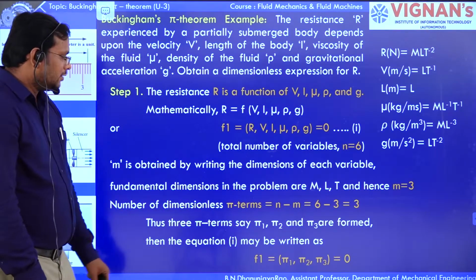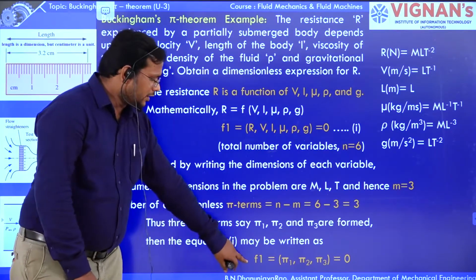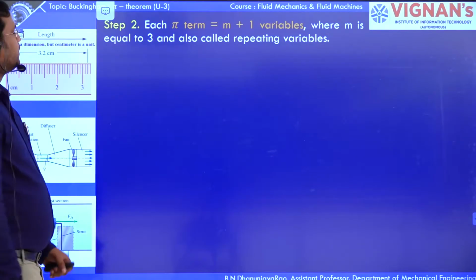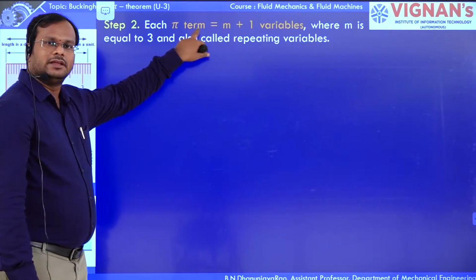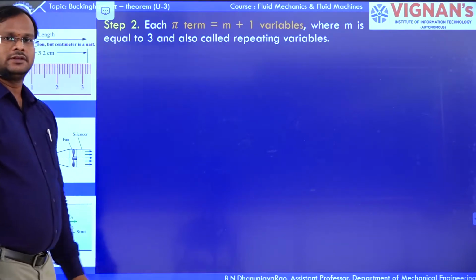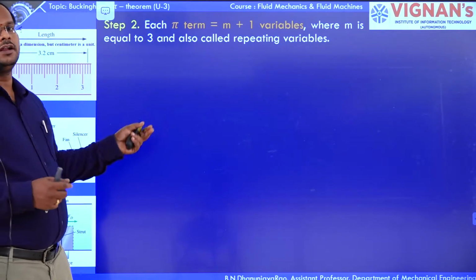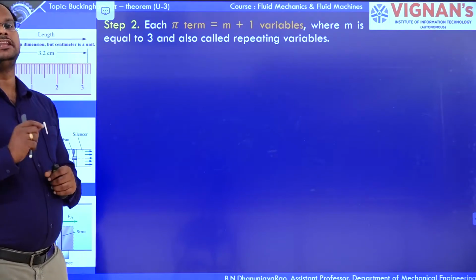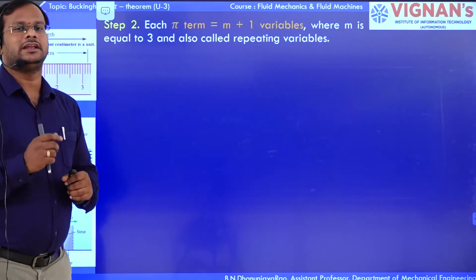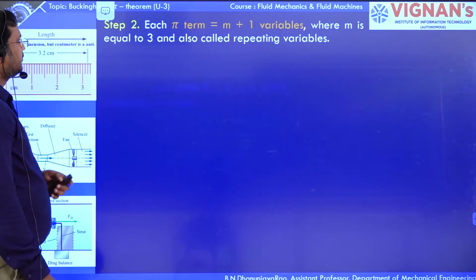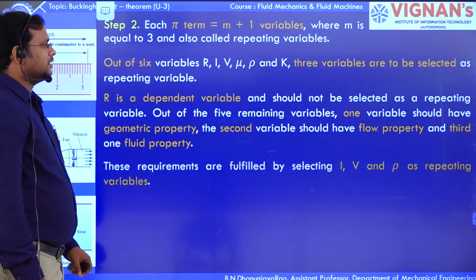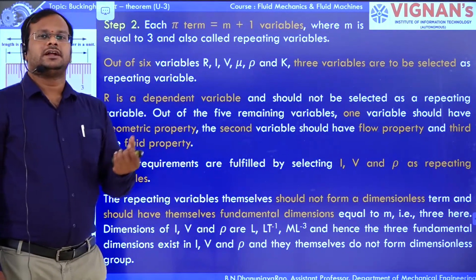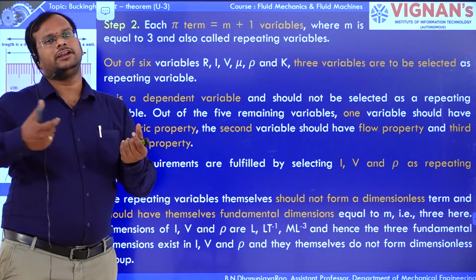Then the equation for the particular fluid problem is F1 of pi 1, pi 2, pi 3 is equal to 0. When it comes to step 2, each pi term contains m plus 1 variables. Yes, we already know that each pi term contains m plus 1 variables. Here m is 3, so 3 plus 1, that is 4 variables, will come in each and every pi term. Out of 6 variables, 3 variables are to be selected, because one is the dependent variable and the remaining are independent variables.